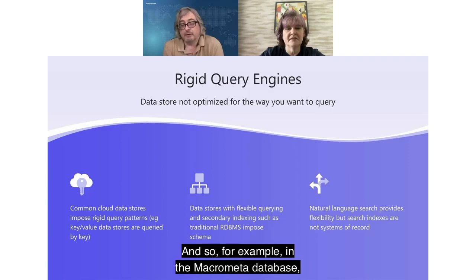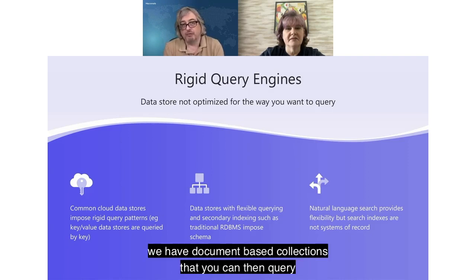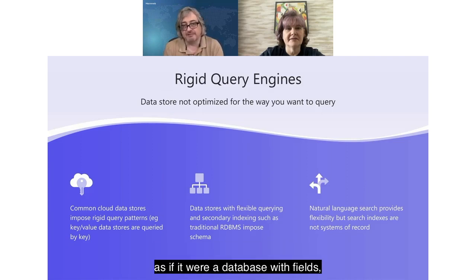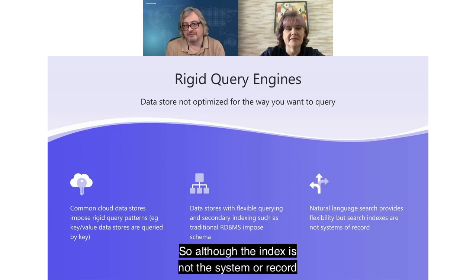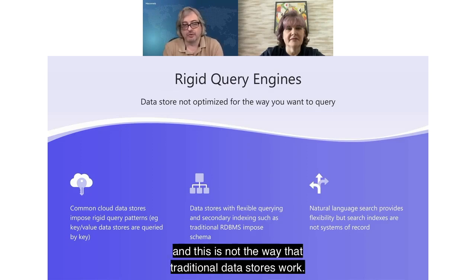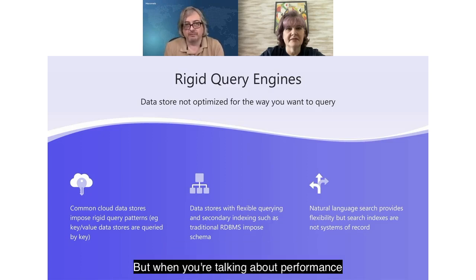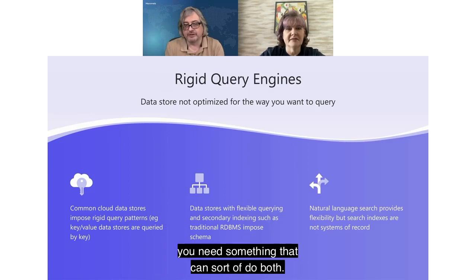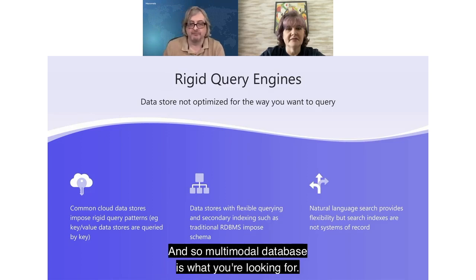For example, in the Macrometa database, we have document-based collections that you can query as if it were a database with fields, but you can also do natural language, and it will keep the index updated. So although the index is not the system of record, it mirrors the system of record. This is not the way traditional cloud data stores work. But when you're talking about performance in your cloud application, you need something that can do both. And so multimodal database is what you're looking for.